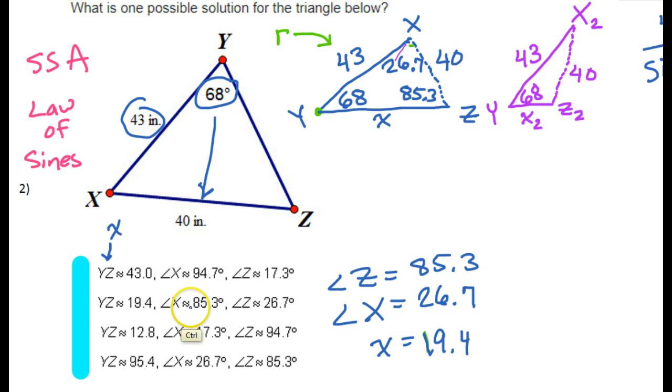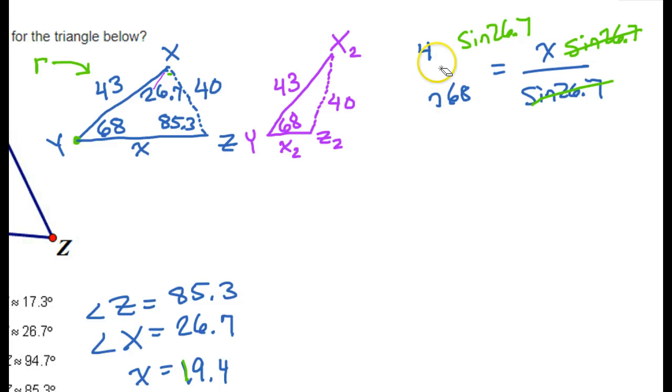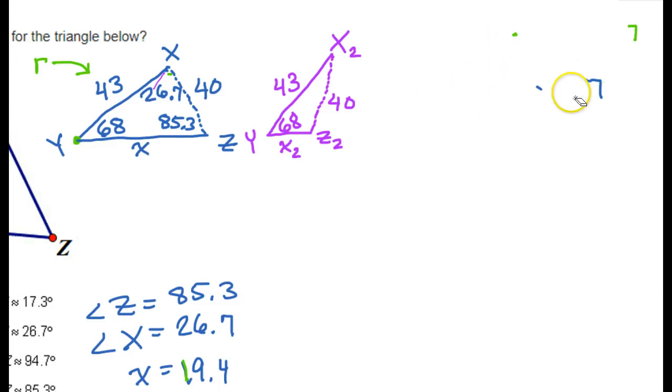That one has angle X of 85.3. My angle Z is 85.3, so that doesn't match. These are backwards. So this answer does not work. Well, it doesn't match what I have. I shouldn't cross it out. Okay, so the answer I found doesn't match any of these. So that's what tells me that I have to keep on going and solve the other triangle, the purple triangle. So that's what I'm going to do now, after I make some space.